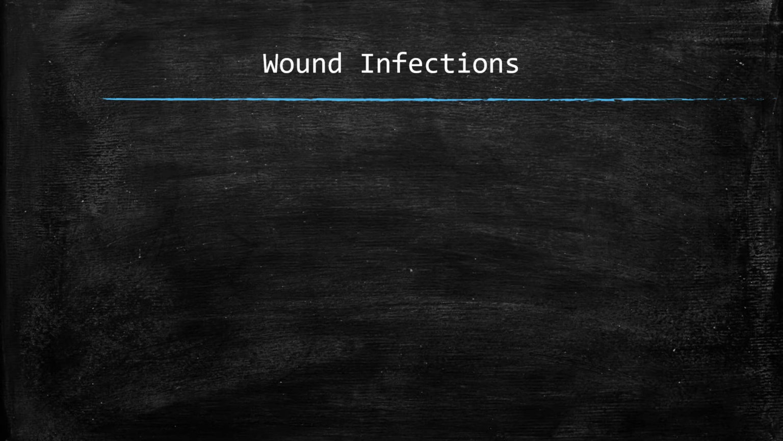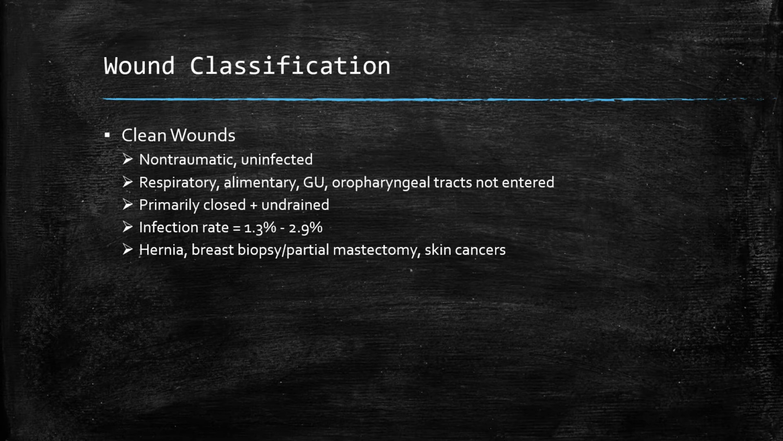We'll finish up this talk by discussing two common problems on a surgical service: wound infections and central line infections. Surgical wounds are classified as clean, clean contaminated, contaminated, or dirty. This system predicts infection rates and helps guide the use of prophylactic antibiotics.